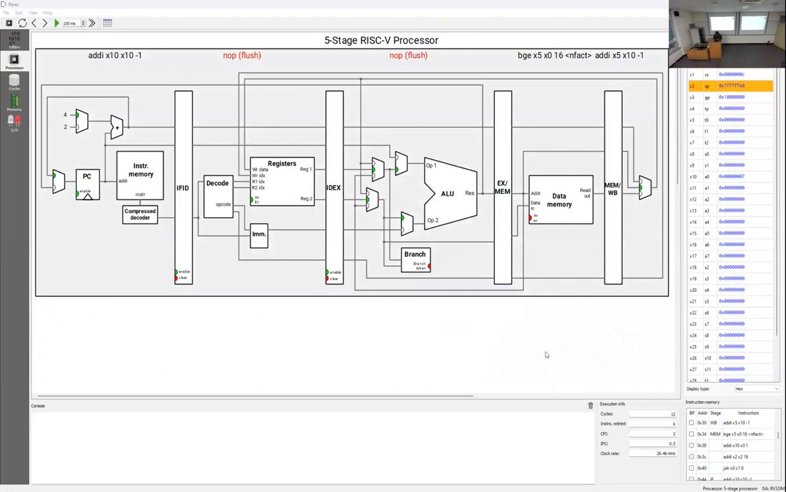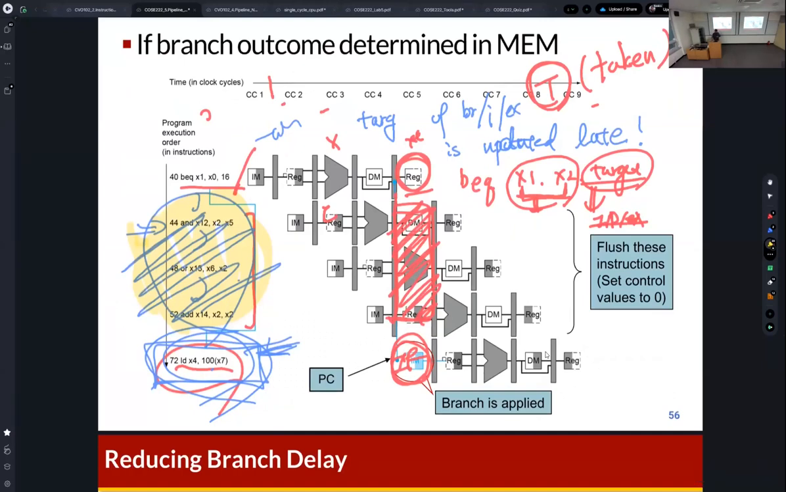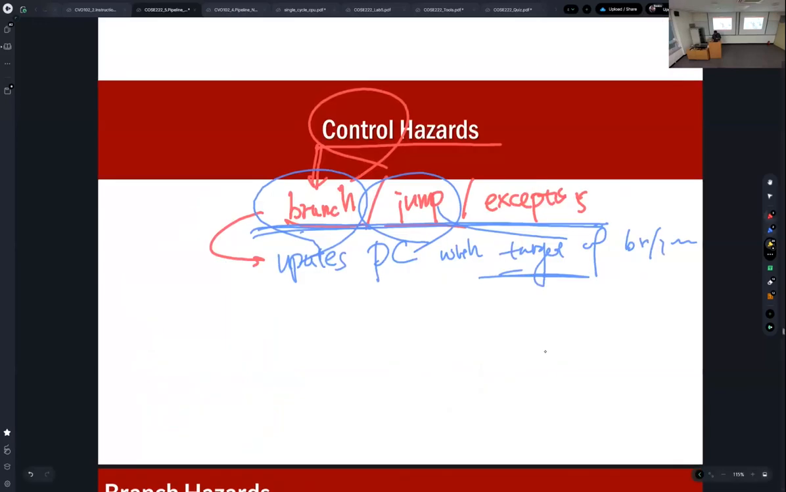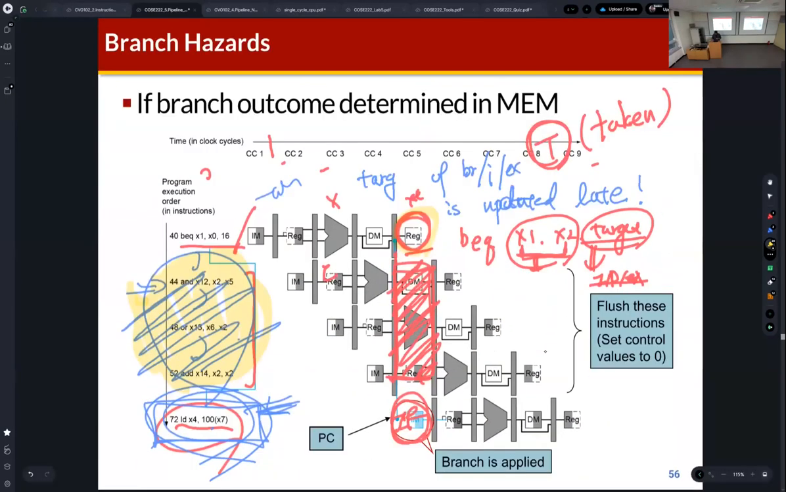But in this example, as I mentioned, the architecture is different. So in this example, when the branch is in the write back stage, then we can fetch the correct instruction, the instruction fetch. So these 3 instructions need to be flushed. So 3 cycles are wasted. Okay. So this is the control hazard. So cycles are wasted because of the branch instruction. Okay, do you understand?